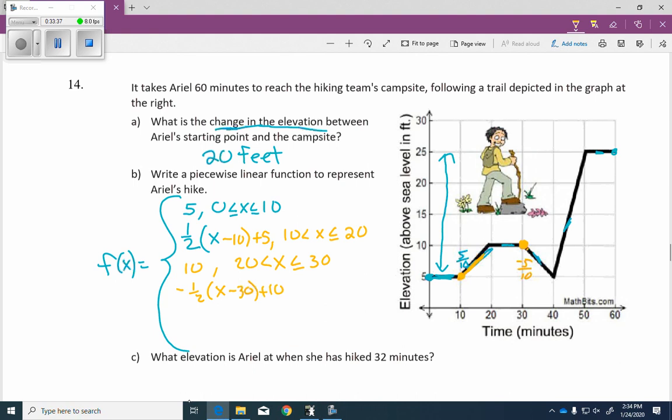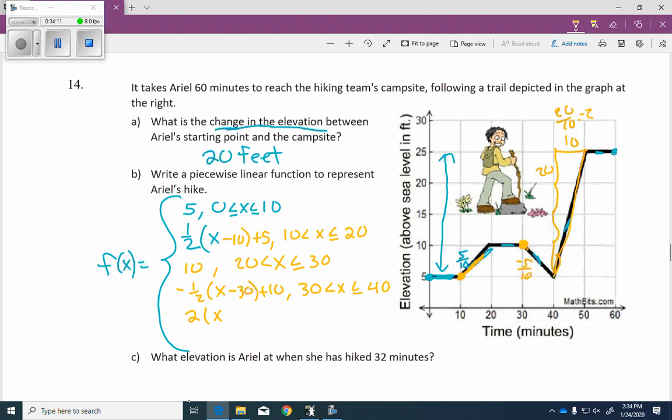It exists from 30 to 40. The next piece is a very steep line. It goes up 5, 10, 15, 20. Goes up 20 over 10. 20 over 10 is the same thing as 2. So the slope is 2.